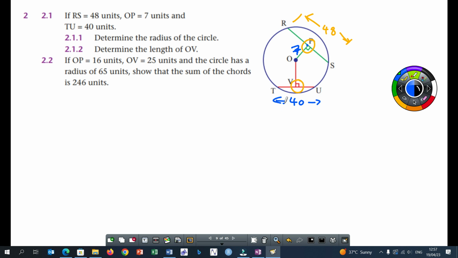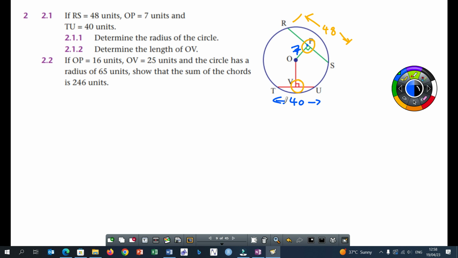Then 2.1.1 says determine the radius of the circle. Right? Now, by observation, how many radii do we have? Just by looking, do you see any radii? No. The answer is no. But does it mean that the circle doesn't have a radius? No, it doesn't.